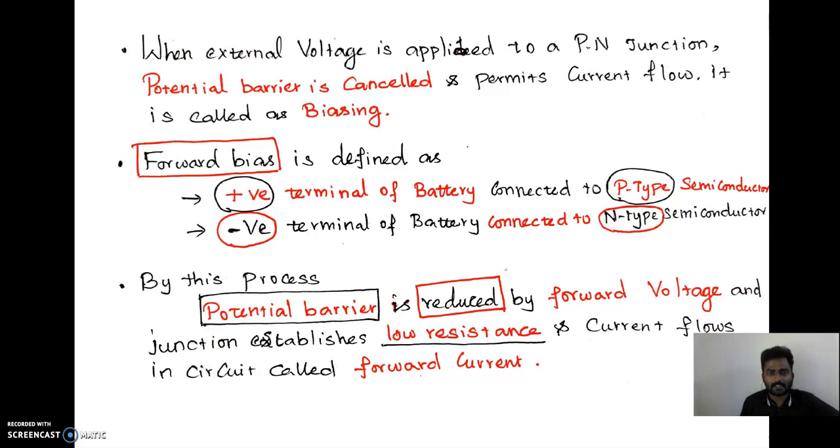By this process, the potential barrier is reduced by the forward voltage, and the junction establishes a low resistance. As I said earlier, the barrier voltage is reduced, the junction resistance is also reduced, and current flows in the circuit. This current is termed forward current.